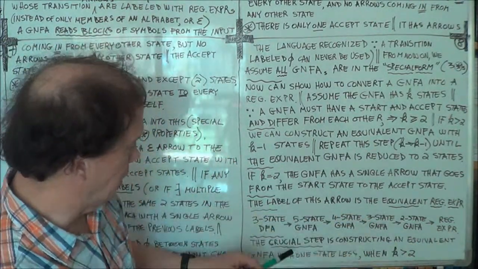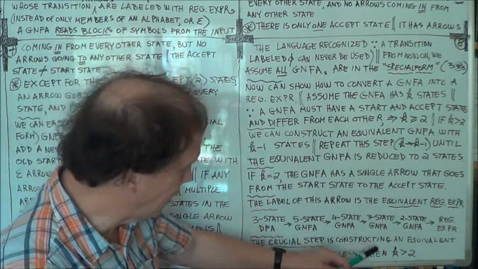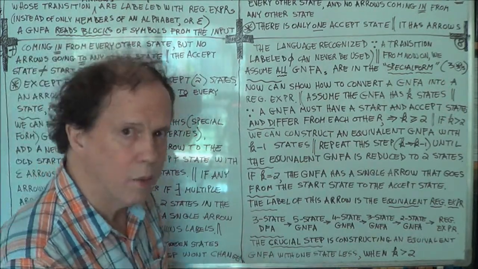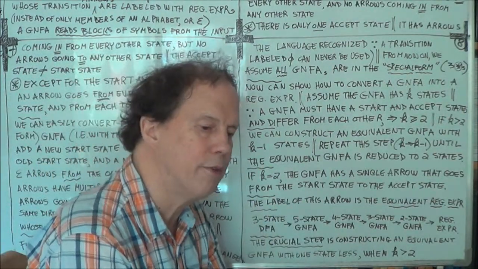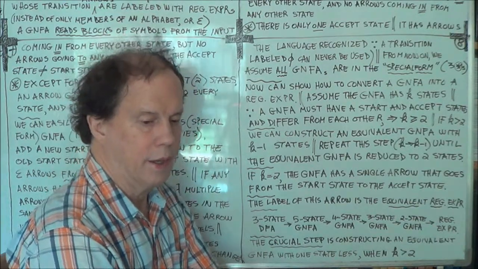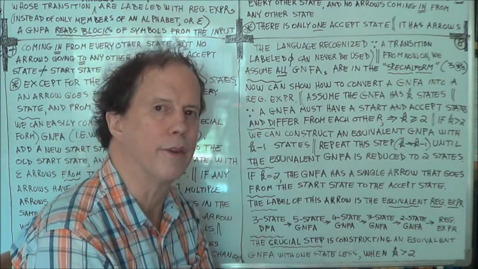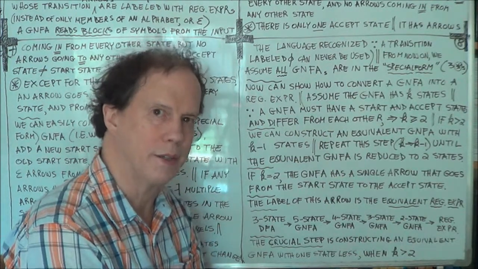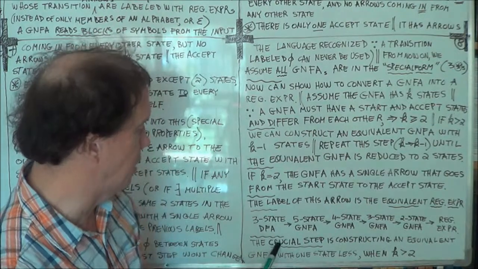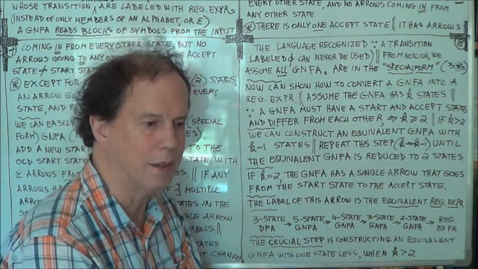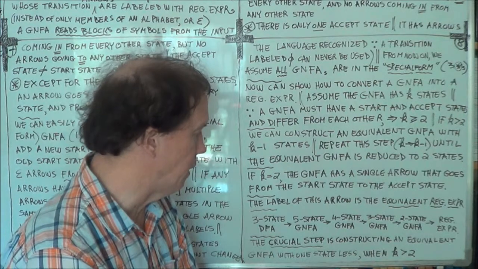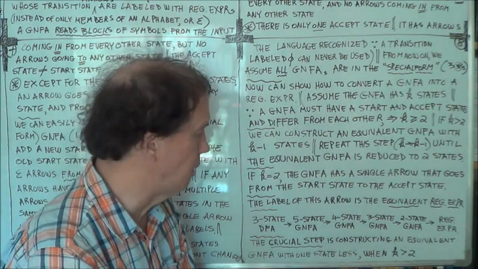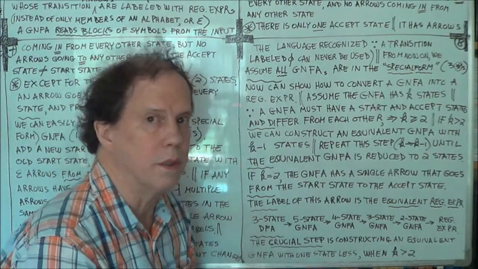So the crucial step is how do you construct an equivalent GNFA with one state less? How do you go from a k-state GNFA to a GNFA with k minus 1 states? How do you do that? That's the next thing to be talked about, but we've run out of board. So that'll be the next thing for the next session on the next board.